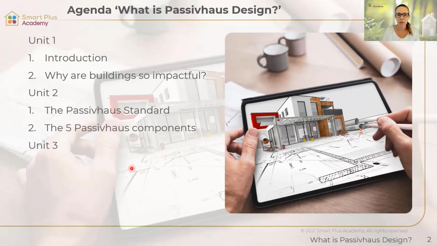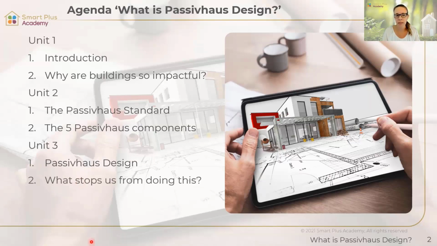And in our Unit 3, we are talking about Passivhaus design from a perspective of where do we start our design when we are a Passivhaus designer and what stops us from doing this. Why is not everyone doing Passivhaus? Because you will hopefully see that Passivhaus makes so much sense. And then we're asking that question, what are the things that are stopping us from doing this? Then we'll have a little conclusion.